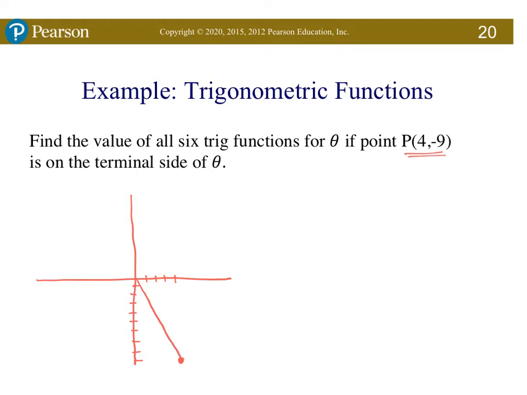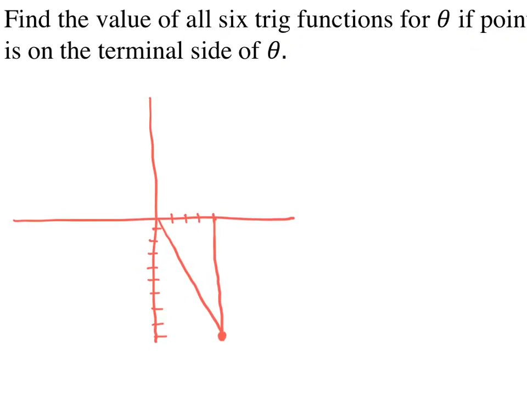And so this is going to create a right triangle. The right triangle must always touch the x-axis. It should never touch the y-axis. Always touching the x-axis. So there's a right angle here. Theta goes in the corner near the origin, and now I label the sides.